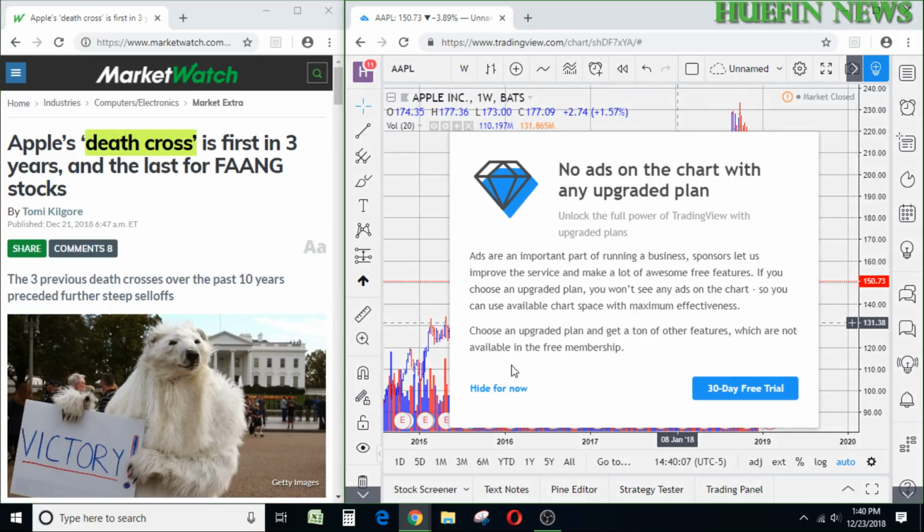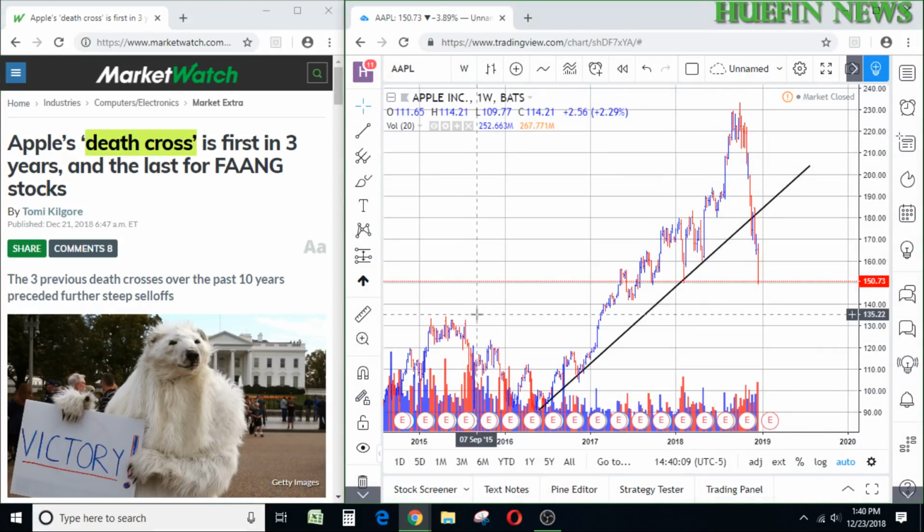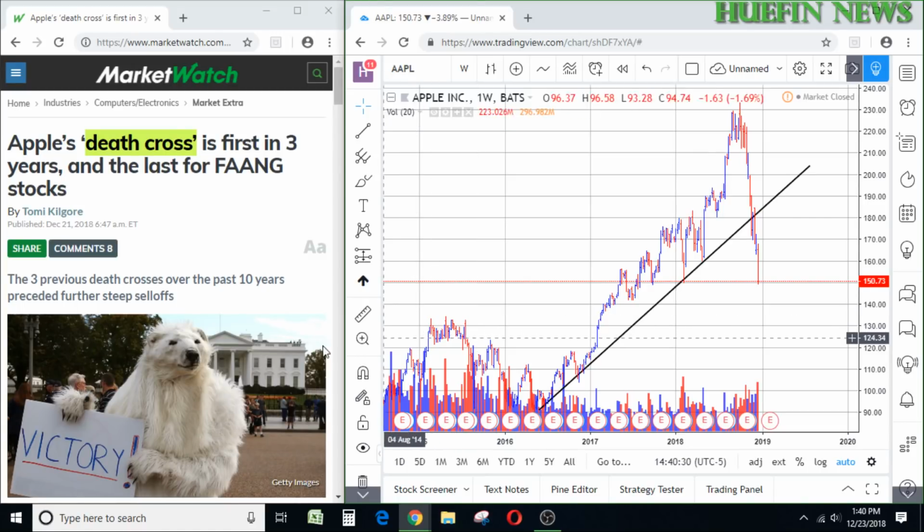Now, if you've been an average subscriber or viewer of our videos on YouTube, you have already noticed that we have planned for Apple to continue to move to the downside. When a death cross occurs for any particular company, it is literally a lagging indicator, because the percentage loss has already been substantial by the time a death cross actually occurs.